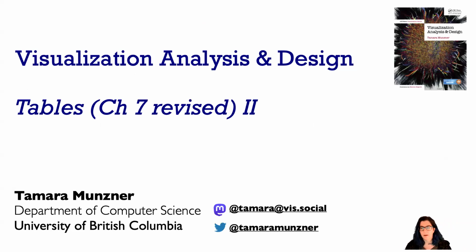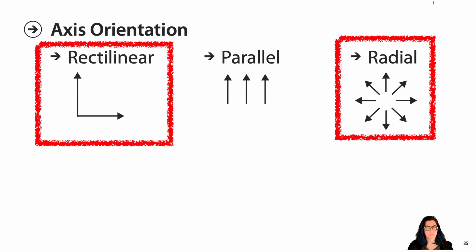Okay. Now let us continue on with tables. This is part 2 of revised tables. What I want to focus on in this one are the orientations of these axes. So we've been talking a lot about rectilinear or Cartesian axes so far. Let's also think a bit about radial or polar axes.